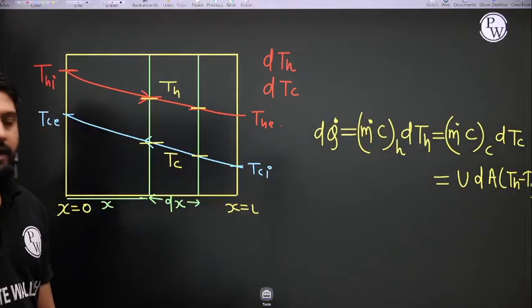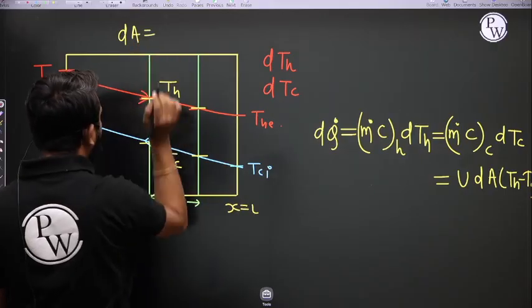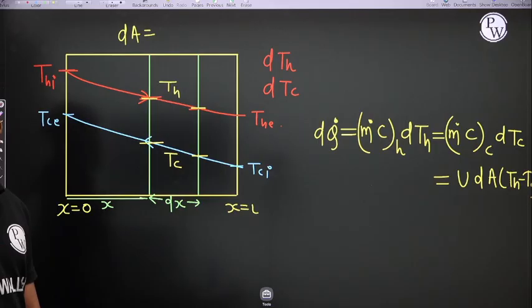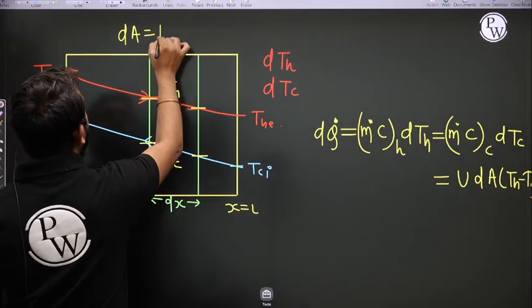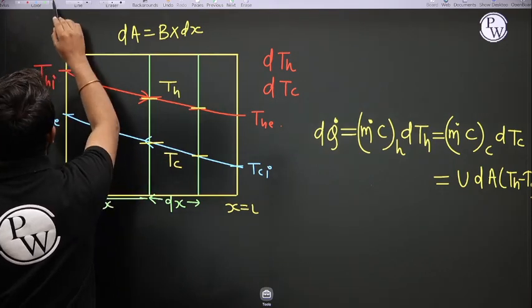Is it fine? And what is the dA? The dA, that is the small elemental area. So that small elemental area, let us assume perpendicular to the monitor, there is a width, and that width is b. That width is b, so that is b into dx. Is it fine?